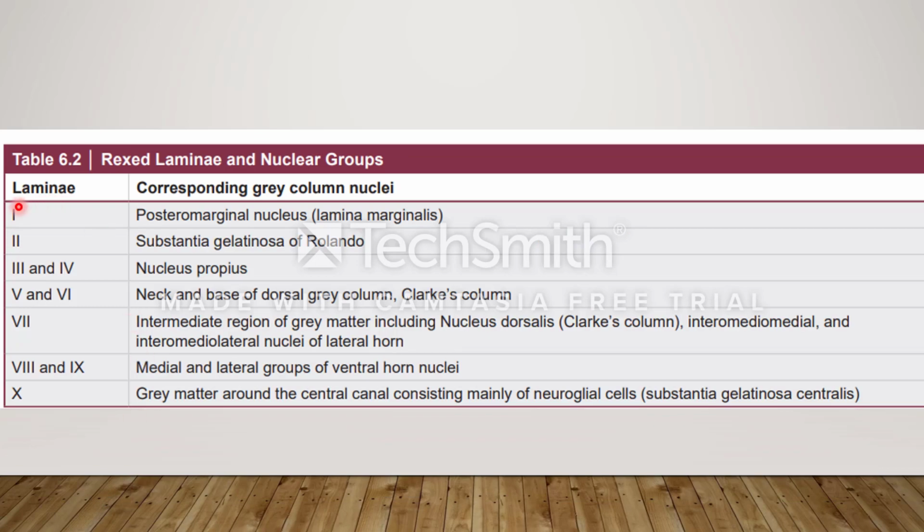These are the lamina. This is 1, 2, 3 and 4, 5 and 6, 7, 8, 9 and 10. So these are the areas which are included in which lamina. So you can learn by lamina also. You can learn by the name of the nuclei also.